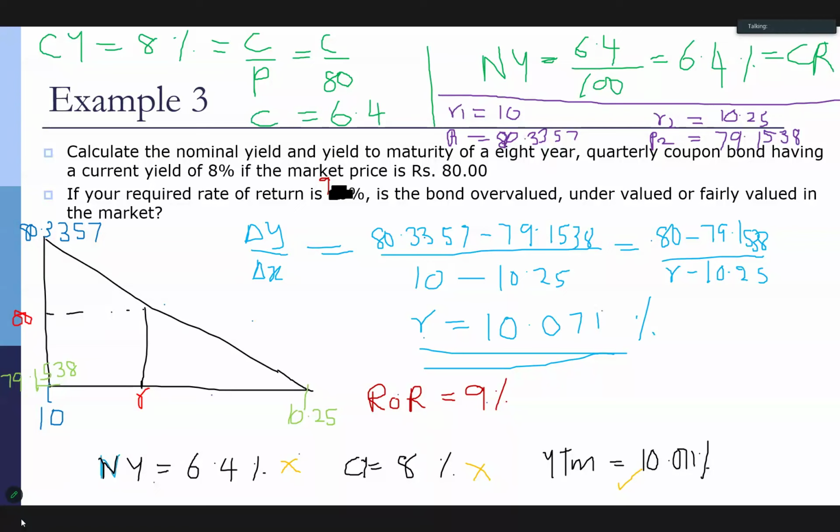Undervalued. Right. So you can think of it any which way you want to. It's just easy if you think of it in terms of whether you will buy this bond or not. Is it an attractive buy or not? You will buy it if it is undervalued. You will not buy it if it is overvalued, right? It's not attractive if it is overvalued. So if you want 9 and you're getting 10, it's attractive. It is undervalued.